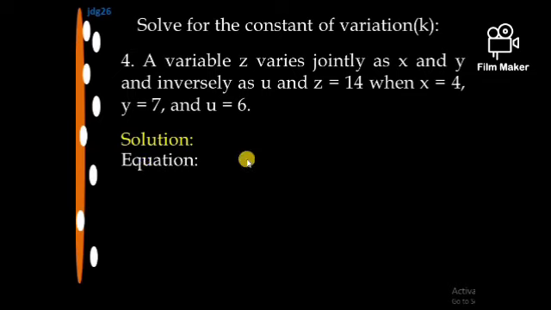Kunin muna natin ang equation. A variable z. So, z ang unang binanggit. So, z ang una natin isusulat. Varies jointly. That is same as direct variation. So, equals k, x, y. So, yung varies jointly as x and y, yung two letters na kasunod after varies jointly, nakamultiply sa k. And inversely. So, tulad ng ginawa natin kanina, kapag inverse, isusulat natin yung letter sa denominator. So, we have the equation z equals kxy over u.